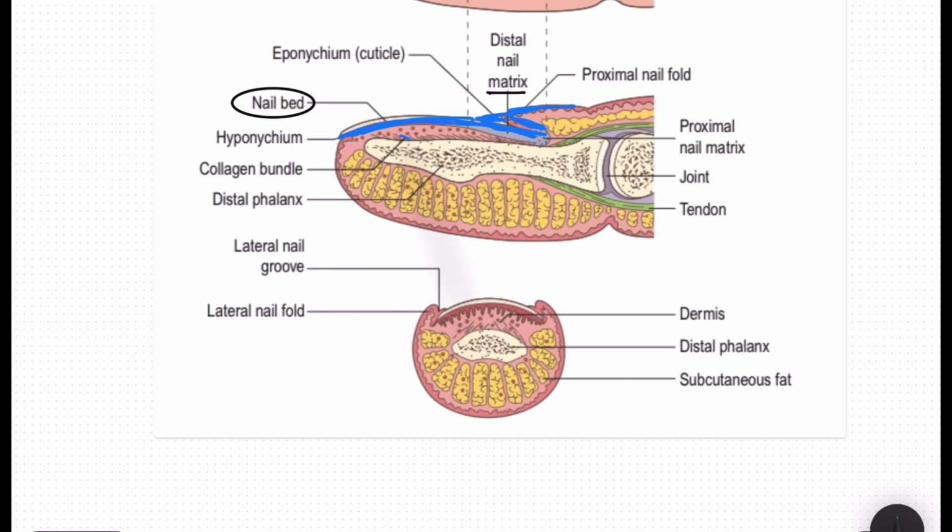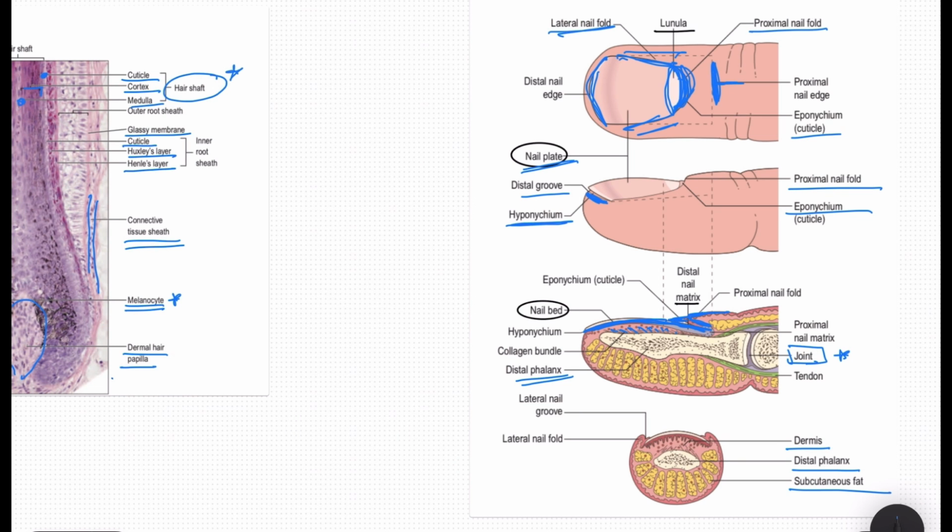Collagen bundles are present in the nail bed, and also distal phalanx is there. You can appreciate this joint, distal interphalangeal joint it is called. This is again a section. It shows dermis, distal phalanx and subcutaneous fats. It was our small discussion on integumentary system, which includes skin, nail, hair and glands. Glands we have already discussed in epithelial section.